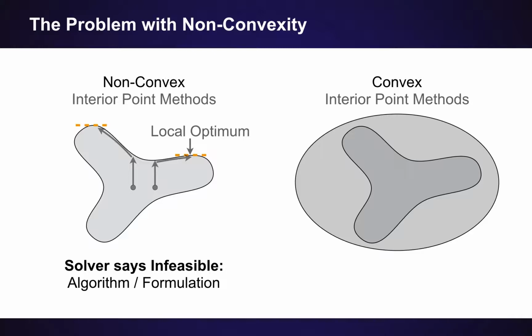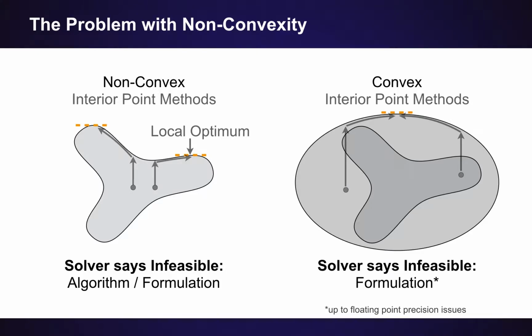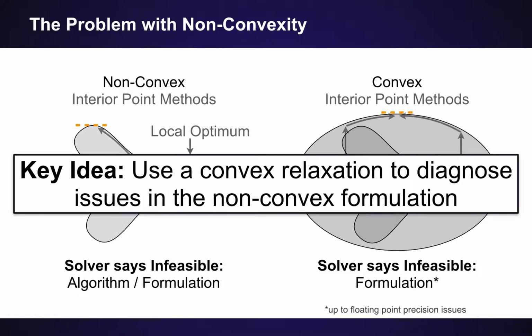Now, if we think about a convex relaxation of our problem, this has the main advantage that if the solver says infeasible, it means that the formulation has to be the problem. If a convex optimization has a feasible solution, an interior point method will find it, up to, say, floating point precision issues. So the key idea we're going to use now is this convex relaxation to try to diagnose issues that we have in our non-convex formulation.